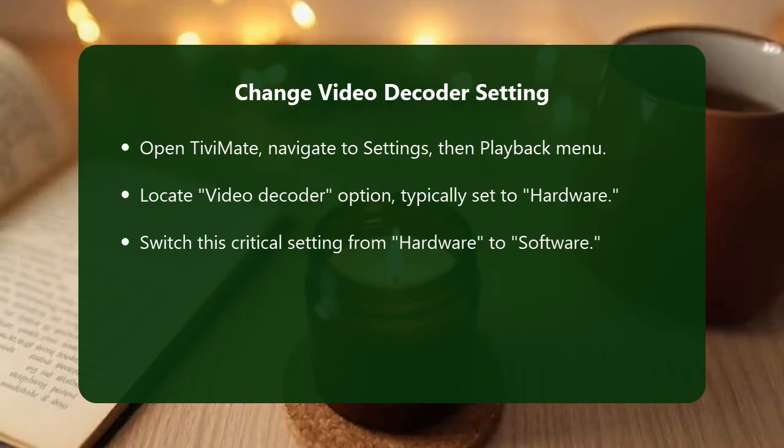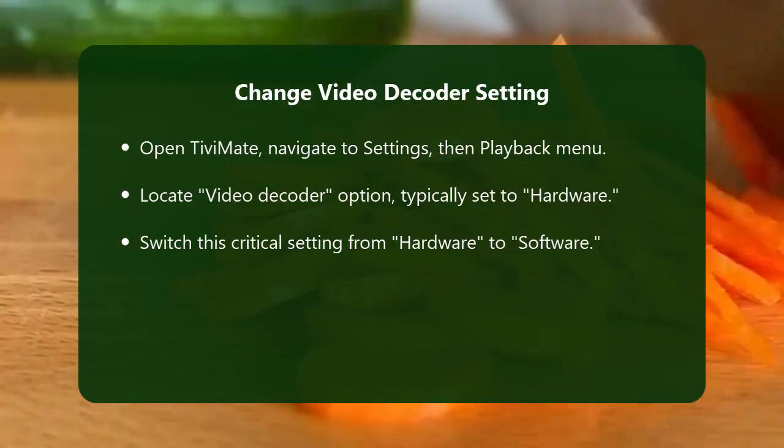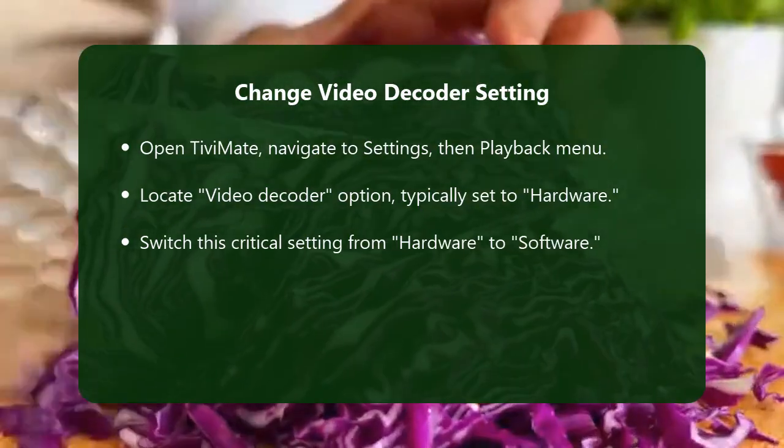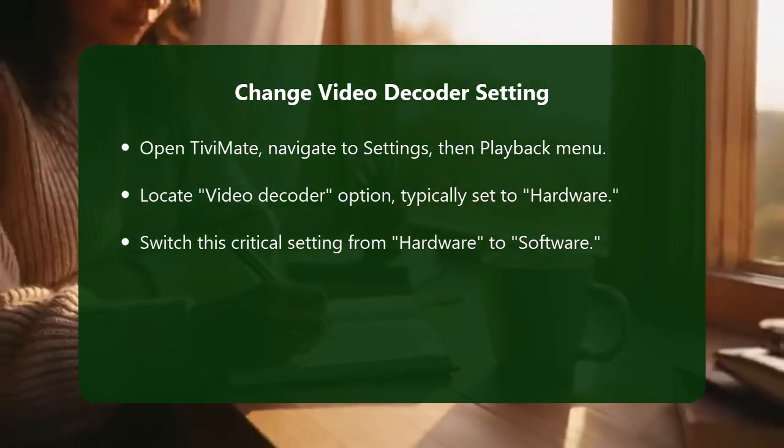From the main screen, you'll need to navigate to the Settings menu. Once inside Settings, look for and select Playback. Within the Playback options, you'll find an entry labeled Video Decoder.